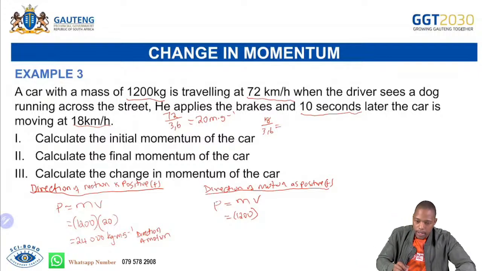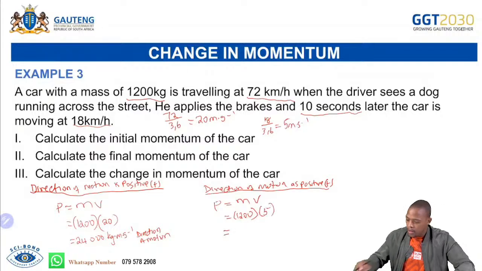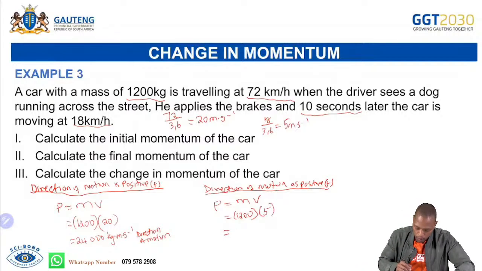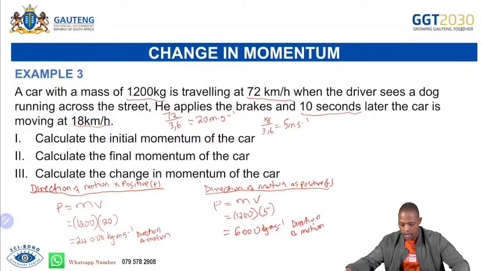We find that it is 5 meters per second. So we multiply by 5 here. And then we get our calculator again, 1200 times 5. What do we get there? We get 6,000 kilograms meters per second. Again, it's in the direction of motion. Always do not forget to indicate the direction.